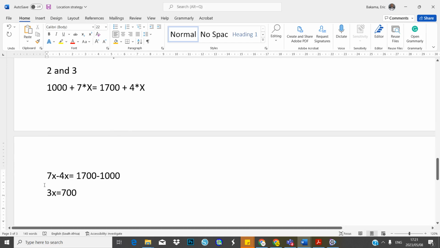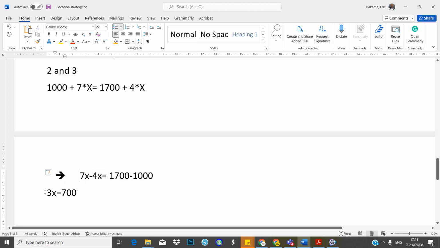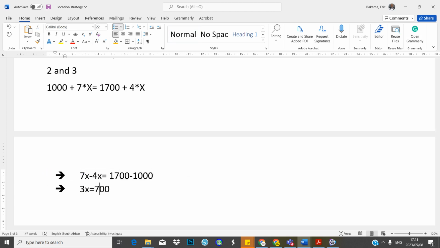And then if I need to make X the subject of my equation, I have to divide both sides by 3. So 700 divided by 3 is supposed to give me a value of 233.33.